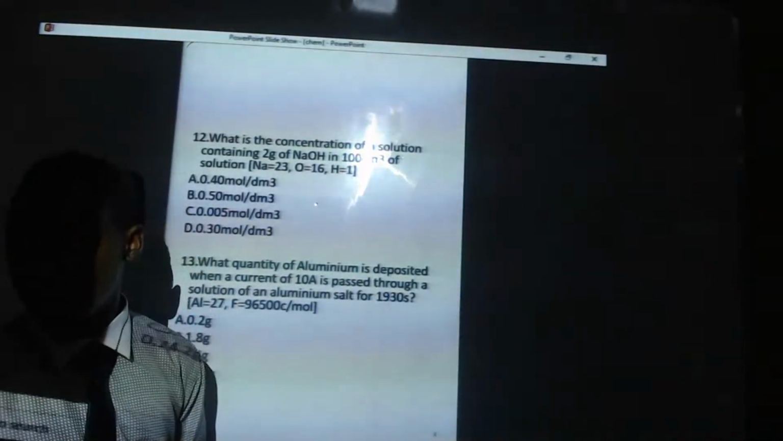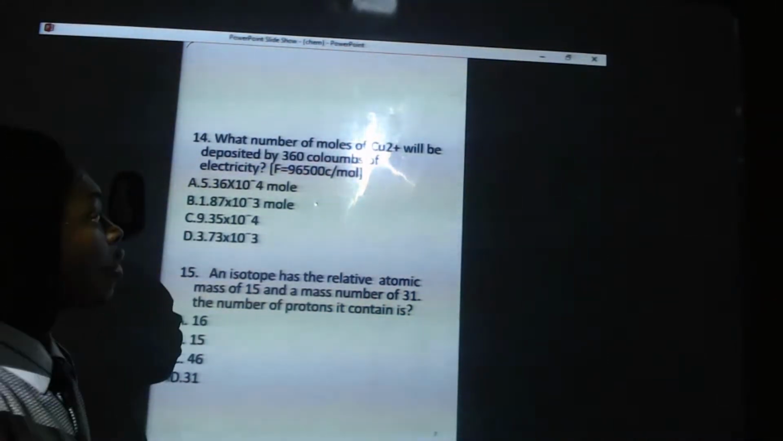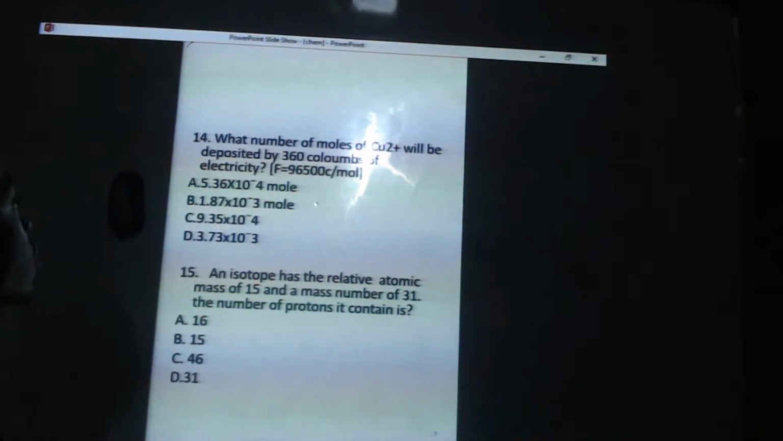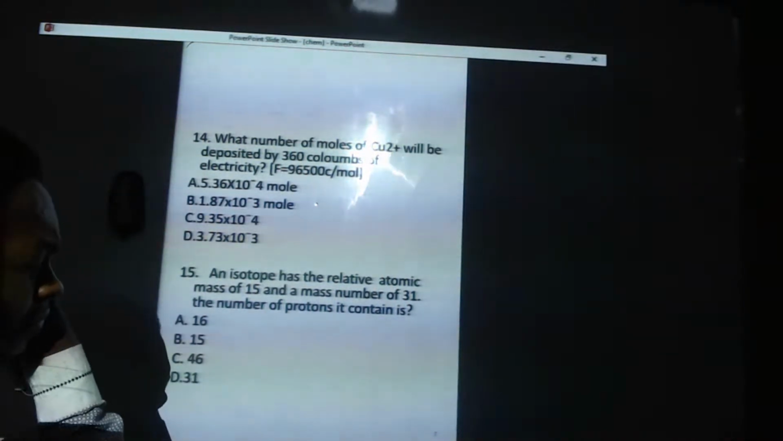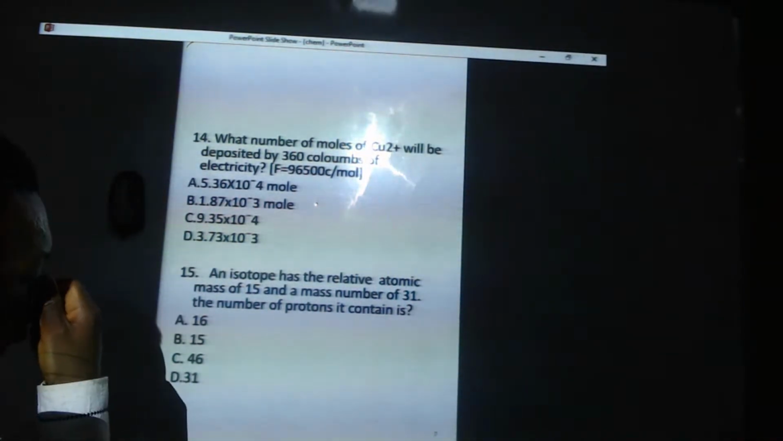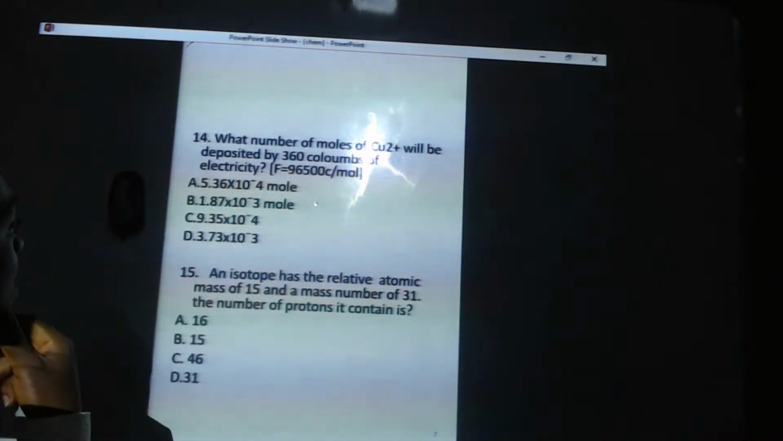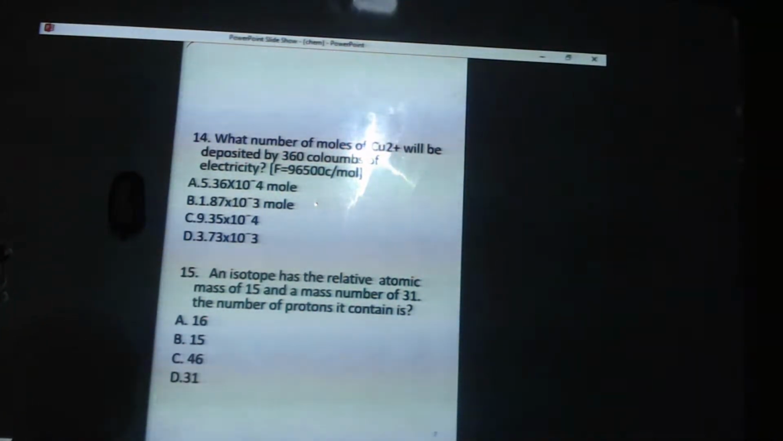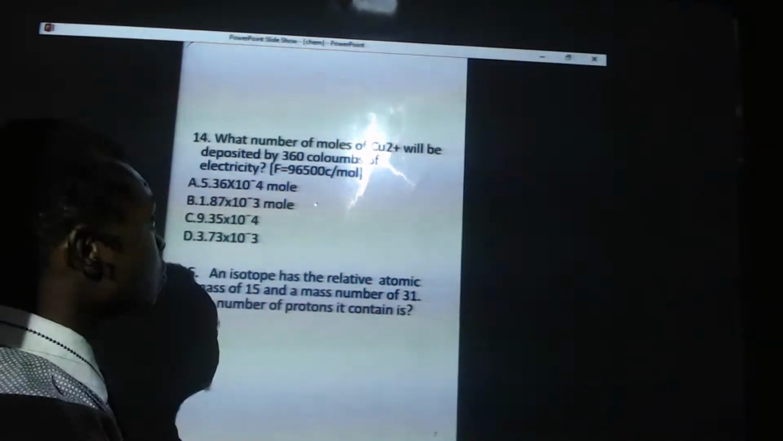Alright then, let's go to the next slide. The last question asks: what number of moles of copper 2 will be deposited by 360 coulombs of electricity? This one is quite faint. We are asked the number of moles of copper 2 deposited by 360 coulombs. So there's no need for us to find the quantity of electricity, since we are already given 360 coulombs.